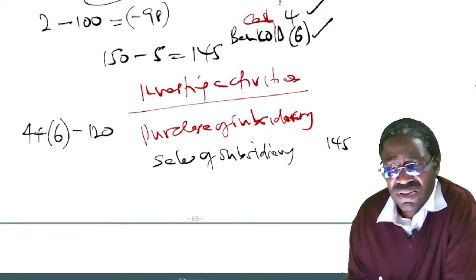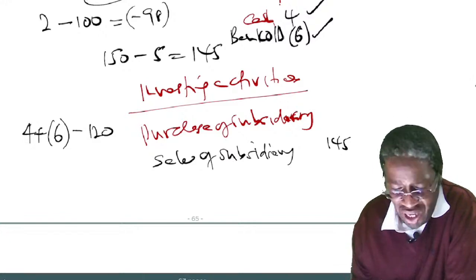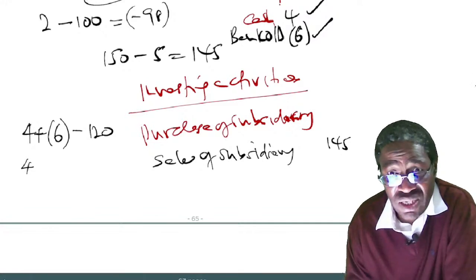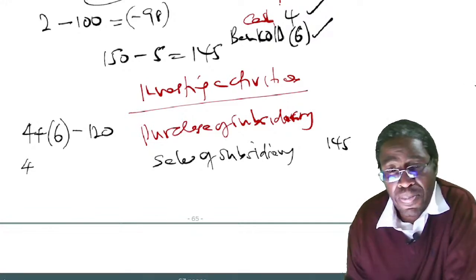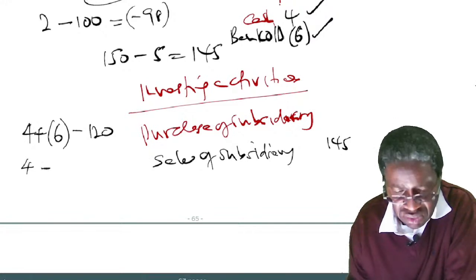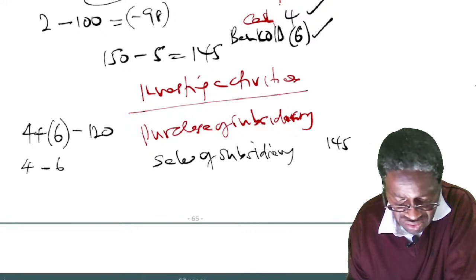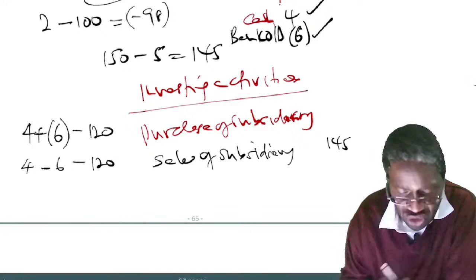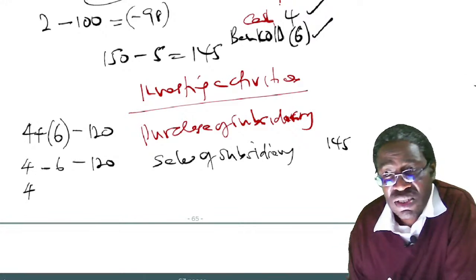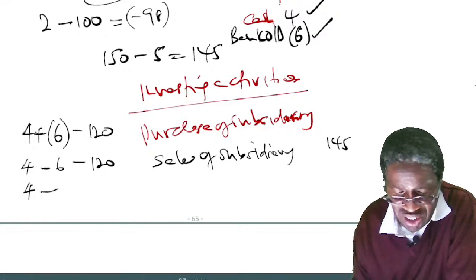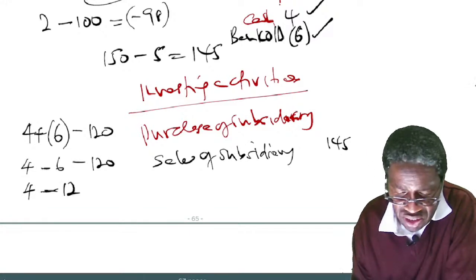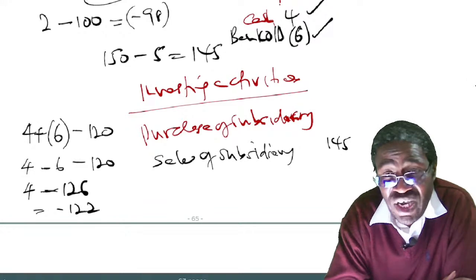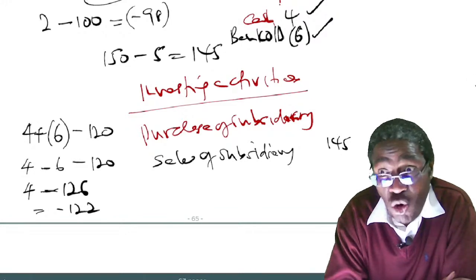What is the overall? So I take that 4 plus a negative 6. I hope you are seeing, plus a negative 6 is a negative. Plus a negative is a negative. Then I minus 120. Like items, you put them together: negative 6 and negative 120. It's negative 126. So you end up with negative 122. I hope you are following.